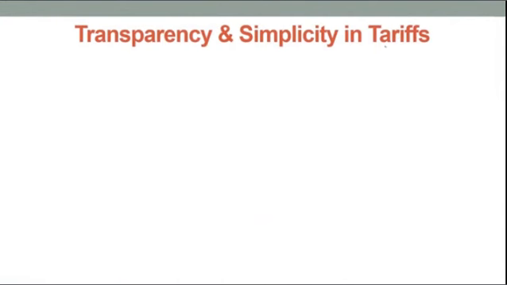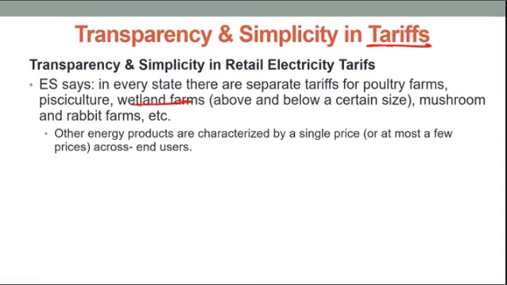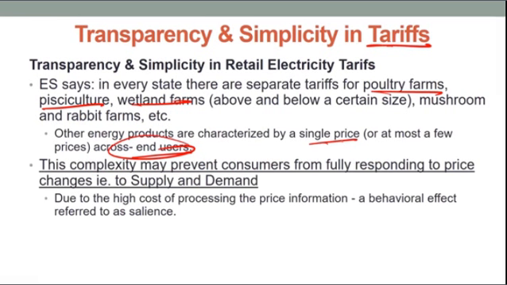So overall, as we saw earlier, tariffs have to be made simple. And we saw earlier wetland farms, pisciculture, poultry farm, all of them have different products. So end use based price is provided. This has to move towards a single price. So this complexity is not good, as we discussed earlier.